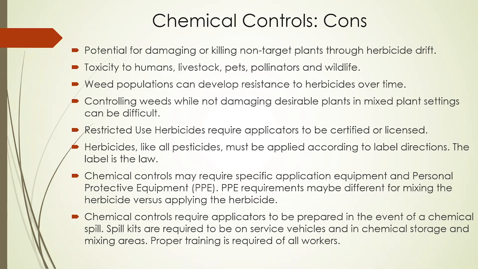That's very difficult. If you want to use the restricted use herbicides, you've got to be certified or licensed. And herbicides, like all pesticides, have to be applied according to label directions. The label is the law. It's going to tell you everything. Chemical controls can also require special equipment, personal protective equipment, and the personal protective equipment may be different for mixing the herbicide versus applying the herbicide. And again, all that information is on the label. And with chemical controls, you've got to have applicators that are prepared in the event of a chemical spill. So you've got to have a spill kit and you've got to have your people trained.